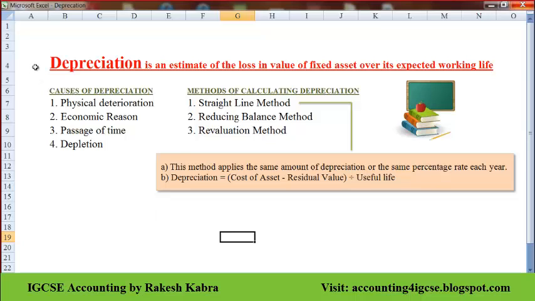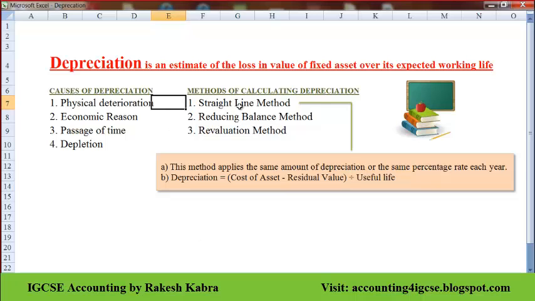So we had started last time. I started this topic, depreciation. I explained the meaning of depreciation. Then we discussed the various causes which are responsible for depreciation, and then the various methods to compute the amount of depreciation, to estimate the depreciation loss. These are the three methods: straight line method, reducing balance method, and revaluation method.